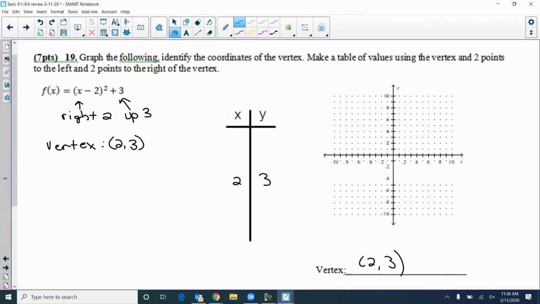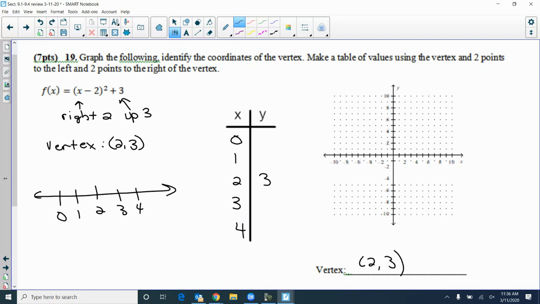We need to pick, it says make a table using what? Points to the left and points to the right. Use the x coordinate of the vertex. So what are the values that are going to be on that number line there? If I go to the right, it gets bigger, so it's going to be 3 and 4. And if I go to the left, it's going to get smaller, which will be 1 and 0. So these are the x values you have to use in your table.